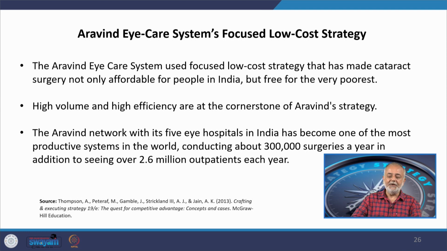Arvind Eye Care is one of the most important examples, and definitely Thompson and Strickland, and Thompson, Gamble and Strickland and Jain, their book, is an Indian adaptation of the same book which we are referring to. So, they refer to Arvind Eye Care, and they say that the Arvind network with its 5 eye hospitals in India has become one of the most productive systems in the world, conducting about 300,000 surgeries a year in addition to seeing over 2.6 million outpatients each year. The numbers speak for themselves.